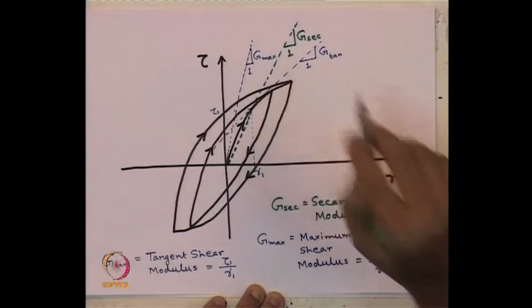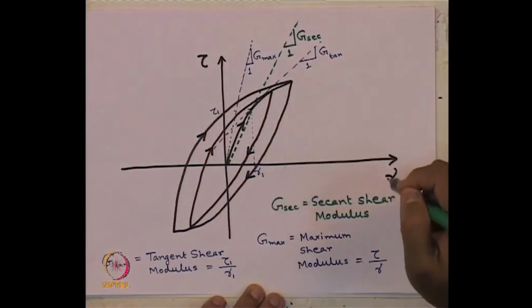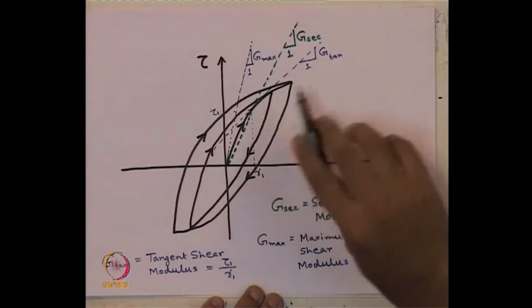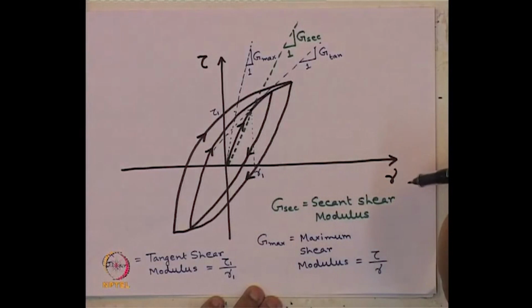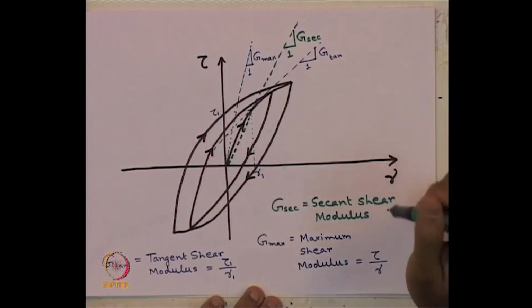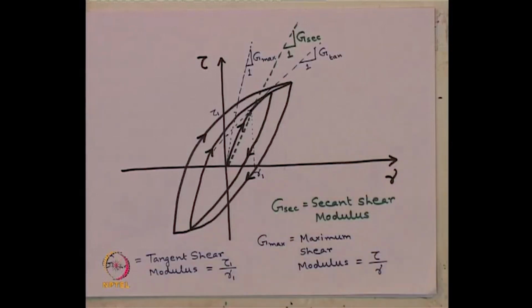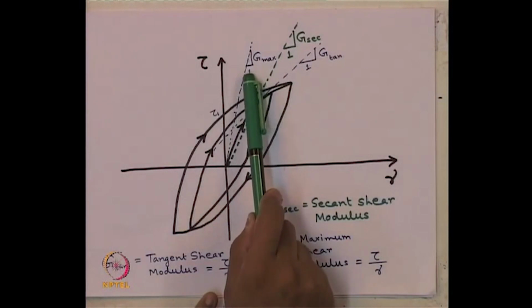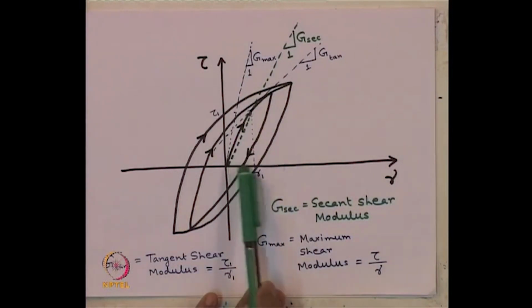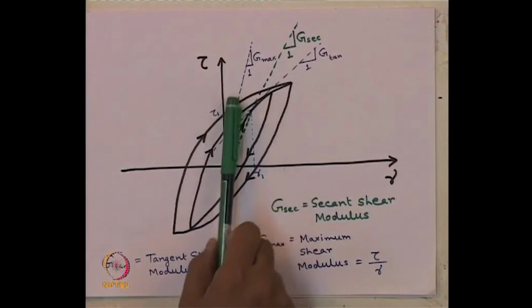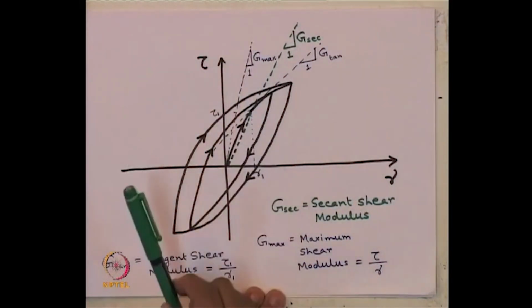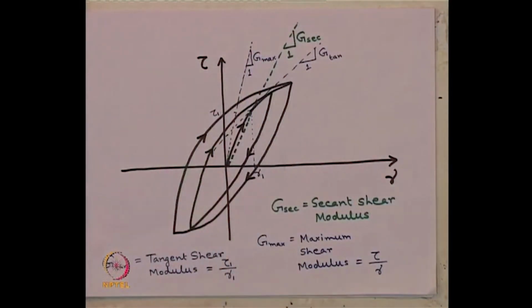Now, between these three values of shear modulus, what clearly we can understand from this figure, which value of the shear modulus for the same soil sample will be maximum and which one will be minimum. The maximum value of course will be this value of shear modulus at very low strain level, that is at initial. So, G max is nothing but we can rewrite it as initial tangent modulus.